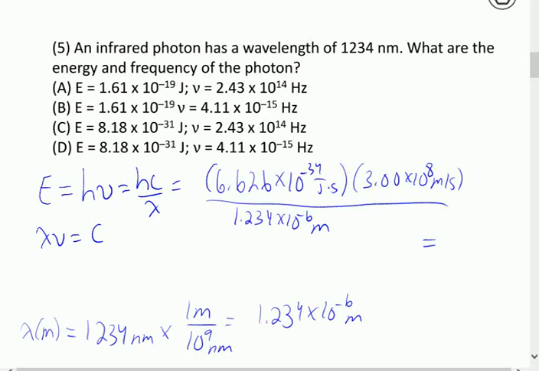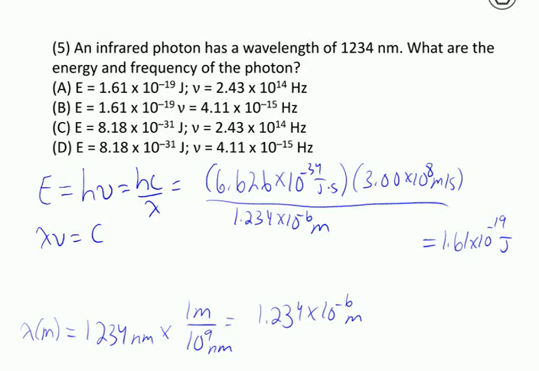All right, so if we punch in the numbers to our calculator, we should get 1.61 times 10 to the minus 19 joules. We should be starting to be familiar with this. Photon energies are usually on the order of 10 to the minus 18, 10 to the minus 19. So if you get something way different than that, definitely check your work.